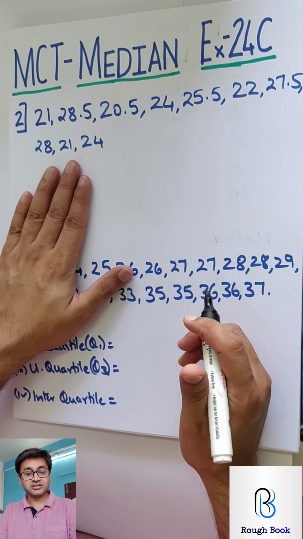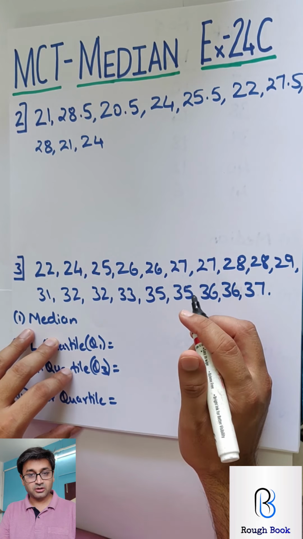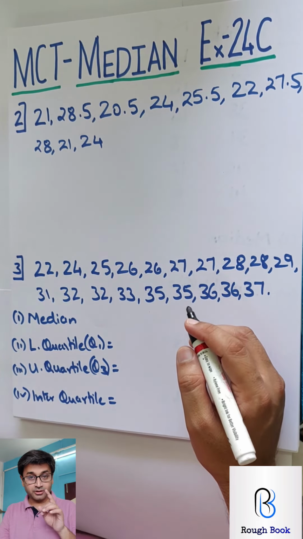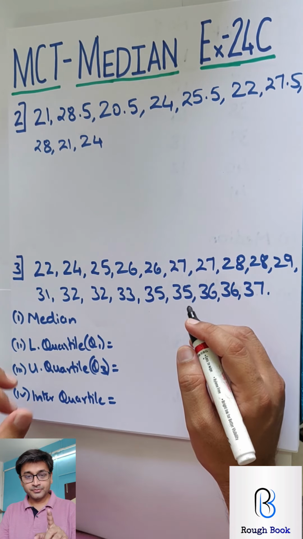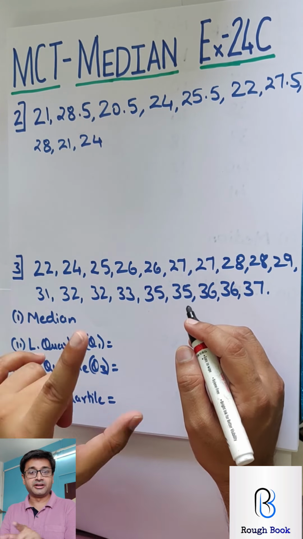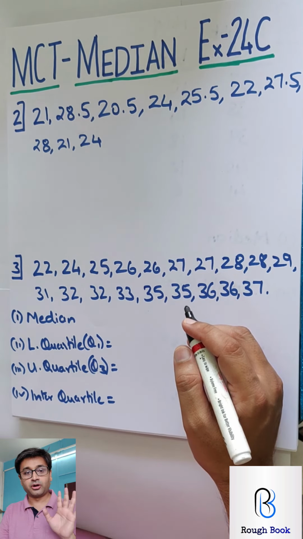I have already arranged this. No, I have not arranged it. So we'll have to first arrange this in the ascending order and then try and find out the median. So the rule is, if the number of terms n are odd, then (n plus 1) by 2. If they are even, then (n by 2 plus (n by 2 plus 1)) divided by 2, for raw data. Not for the other two types of data. Only for raw data, that method.